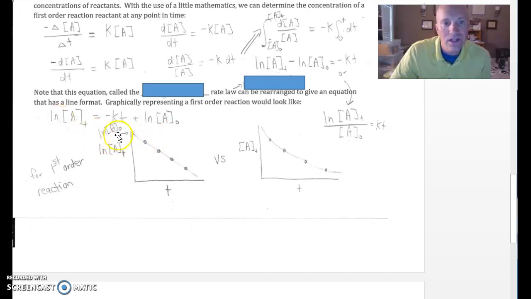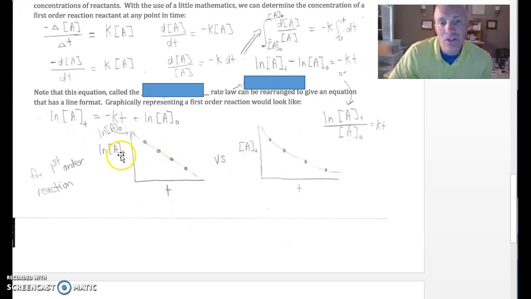So if we were to take this and measure it over time, what's going to happen is that for a given starting concentration, if you measured the concentration versus time, what you would find is that the natural log of that concentration versus time would make a straight line.